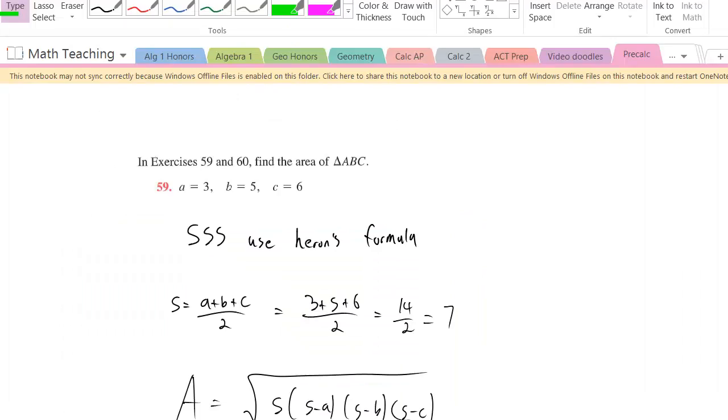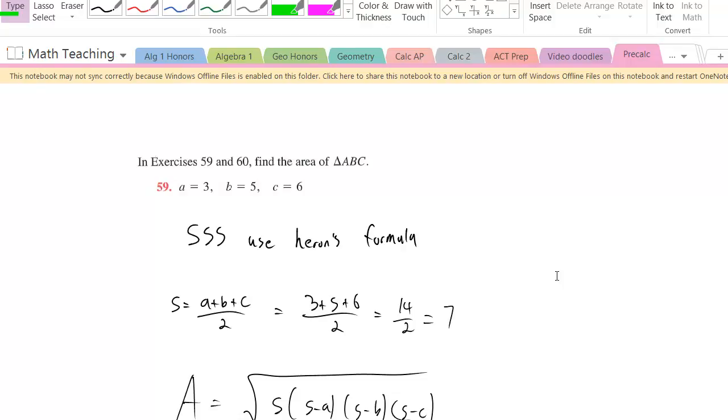Okay, next we're going to look at numbers 59 and 60. They're the area problems. The first one uses Heron's formula. It's a formula that only involves the sides of the triangle. If you notice, we just have three sides of the triangle, and this is not a right triangle, so you can't just multiply base times height here because we don't really know the height.